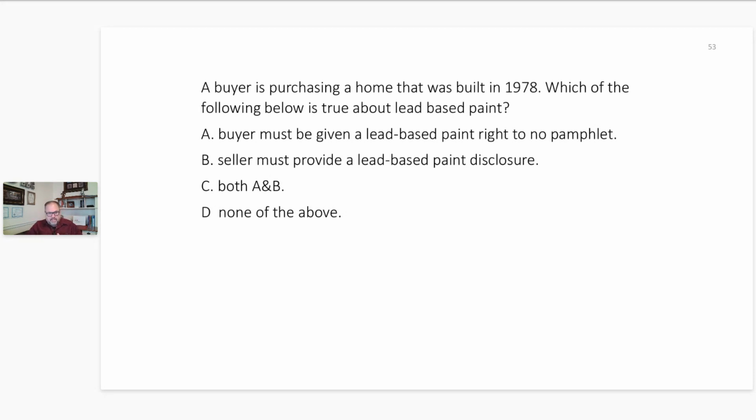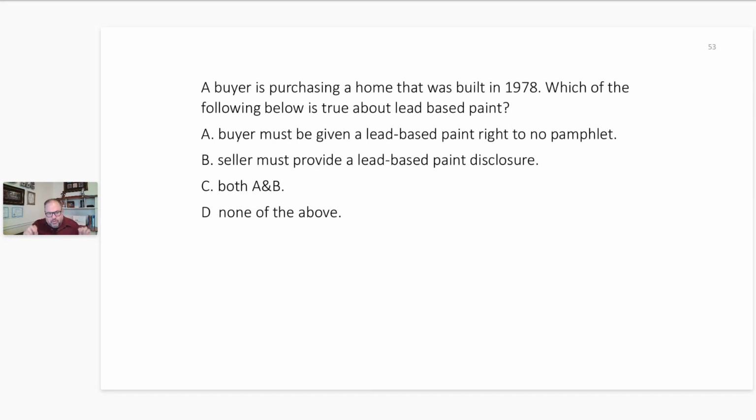Before 1978. So the simple one word, in and not before, makes the difference of the answer. Because if it was built in 1978, there is no disclosure, nor is there a pamphlet that needs to be distributed. So it's none of the above. Y'all see this? Very important. I'm trying to condition you and train you on these test questions because this is the kind of thing you're going to come across.